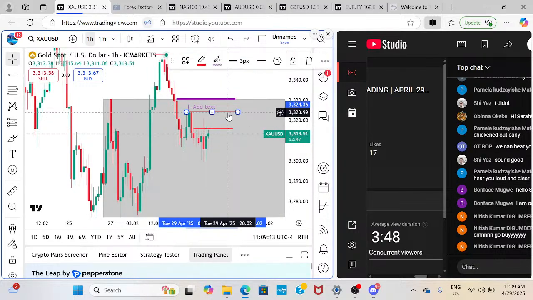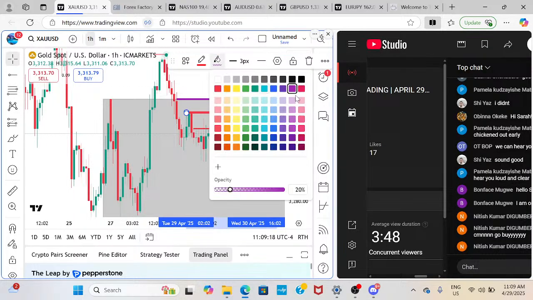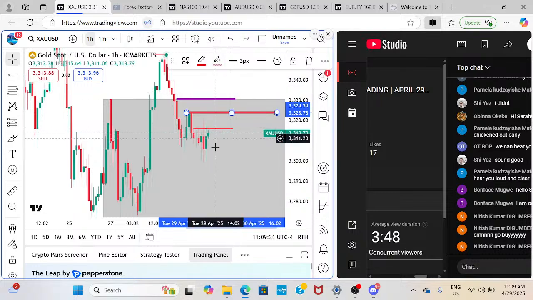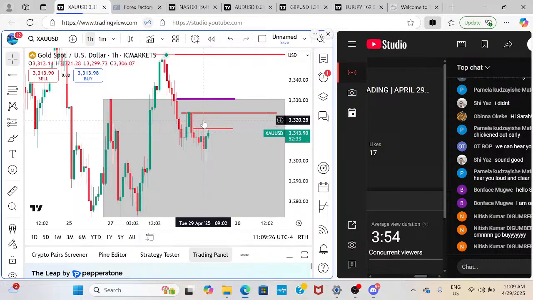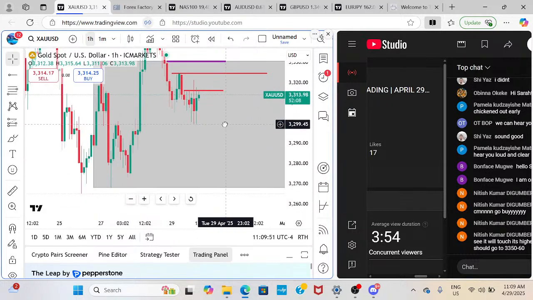3,323 is basically the level that gold shouldn't break. So for now, I'm going to look for a sell. I mean, I already took a sell here, which played out. And if the price comes back here again, it's still an area for a sell. So possible sell around 3,224, 3,221, possible sell at that level.